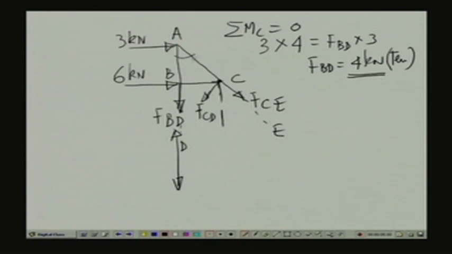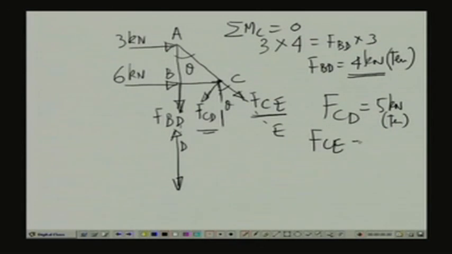Now, this particular angle we had assumed as theta, hence this is also theta, and again we can take the horizontal and the vertical equilibrium of all the forces, and we can compute the value of FCE and FCD, and thereby the value of FCD we will get as equal to 5 kilonewton, and this is a tensile pull, and the force FCE will get as 10 kilonewton, which is a compressive force.